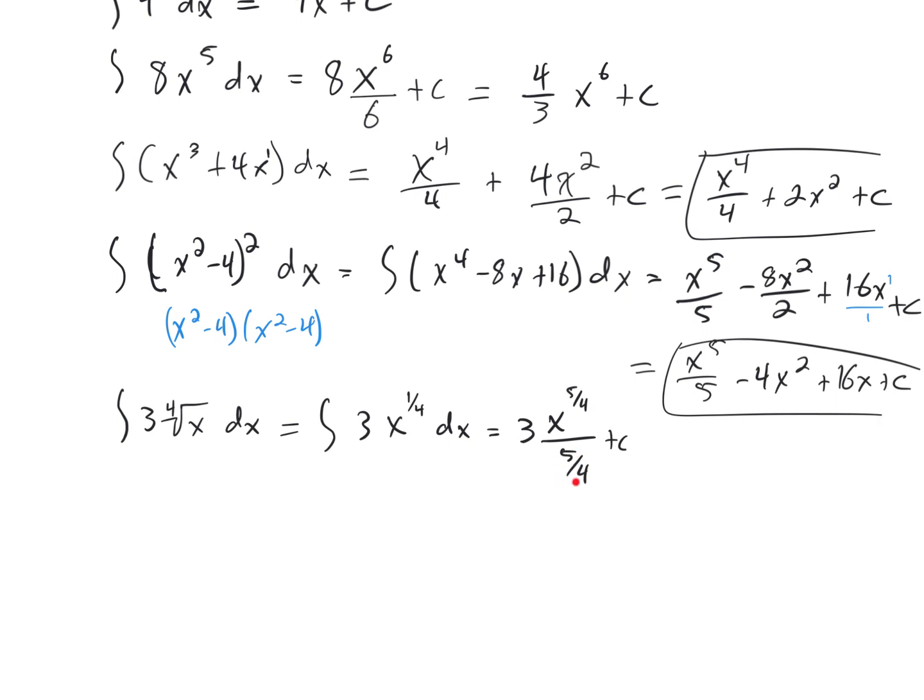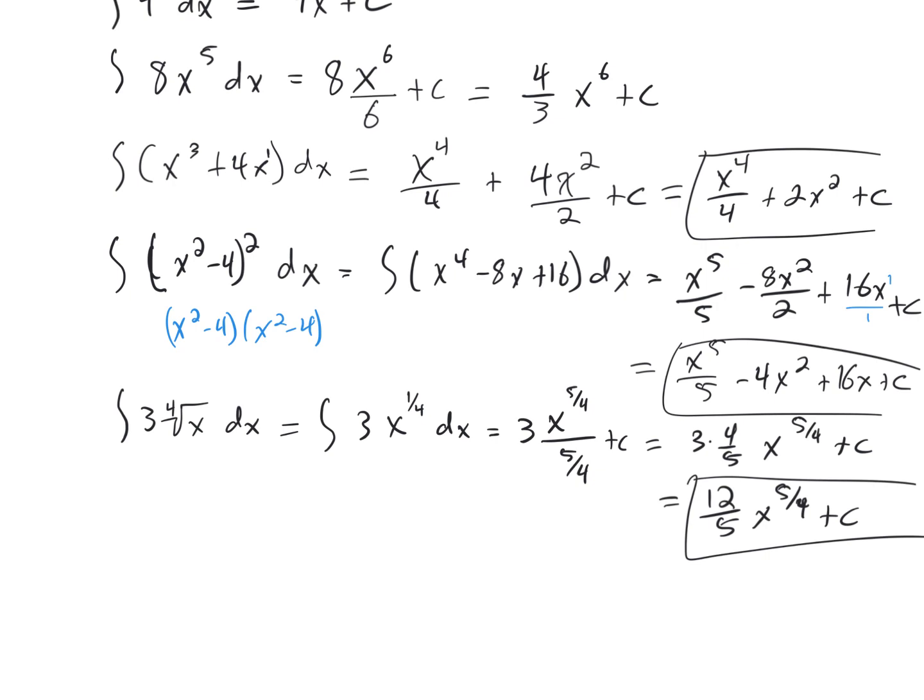When you divide by a fraction, we can simplify this by multiplying by its reciprocal, or just change it into multiplying by the reciprocal. So 3 times 4/5 x to the 5/4 plus c ends up being 12/5 x to the 5/4 plus c. And that'll be our answer.